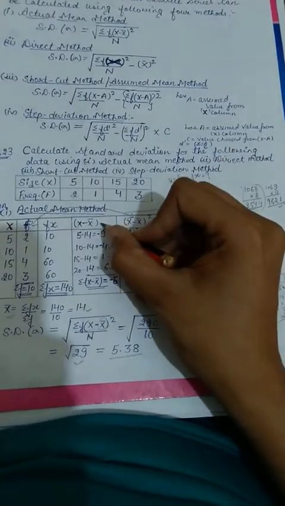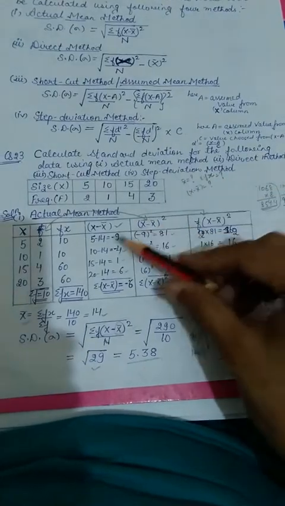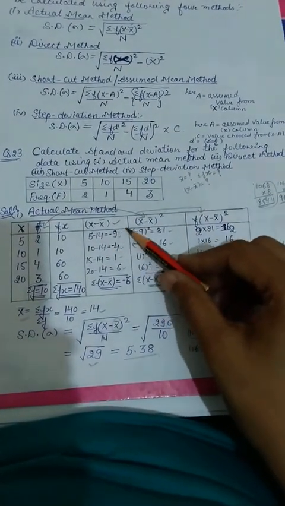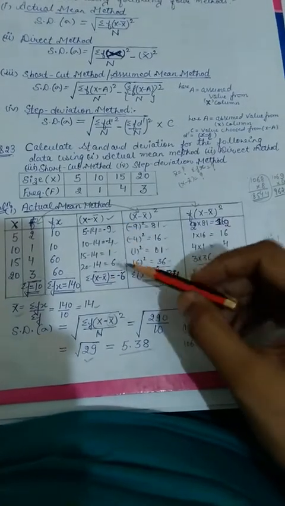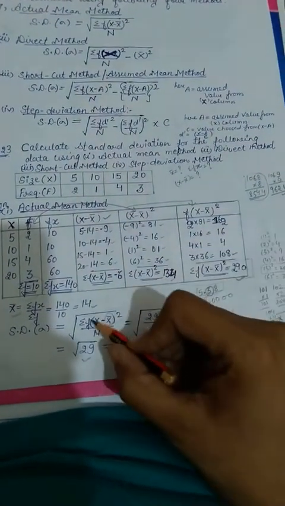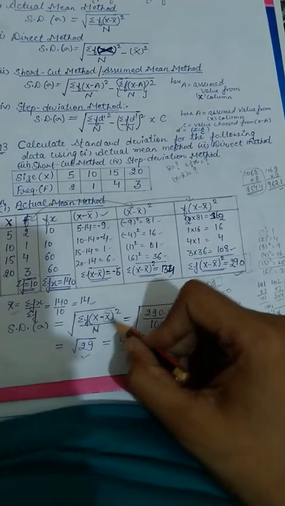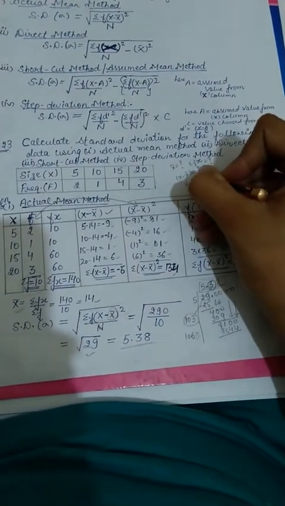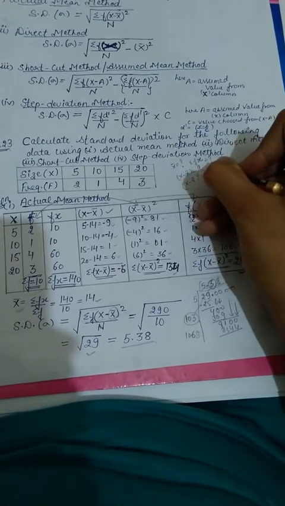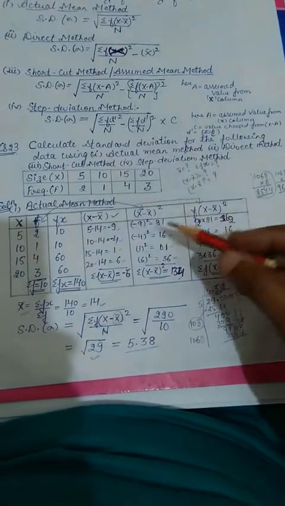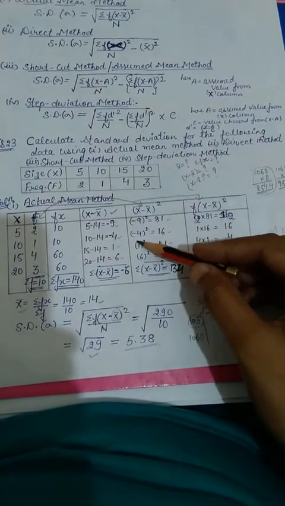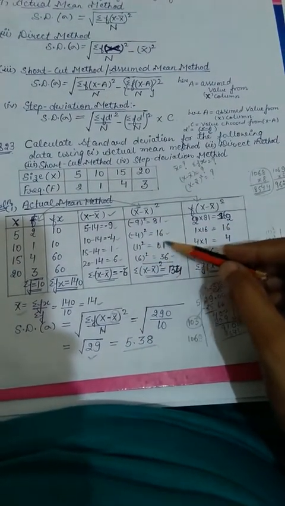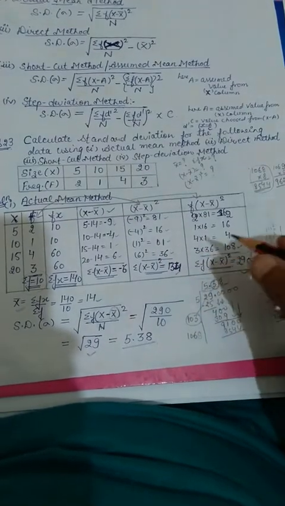For this you have to come to this column, that is 5 minus 14 is minus 9, and in the same way all the values you will deviate from your mean. And then after this, the bracket is there, you need the square. In the square you will just square all the values: 9 nines are 81, 4 fours are 16, 1 one is 1, 6 sixes are 36.